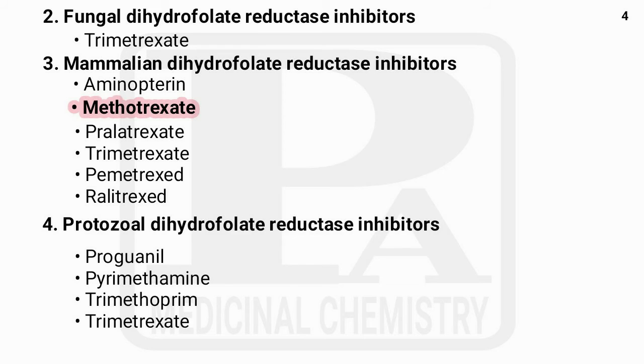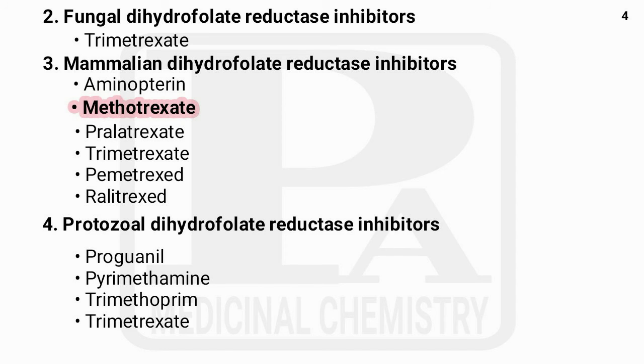Examples are aminopterin, methotrexate, pralatrexate, trimetrexate, pemetrexed and raltitrexed. And the last one is protozoal dihydrofolate reductase inhibitors. Examples are proguanil, pyrimethamine, trimethoprim and trimetrexate. If it is a bacterial dihydrofolate reductase inhibitor, it selectively inhibits the dihydrofolate reductase of bacteria. Similarly, if it is a mammalian dihydrofolate reductase inhibitor, it will selectively inhibit the dihydrofolate reductase of humans.